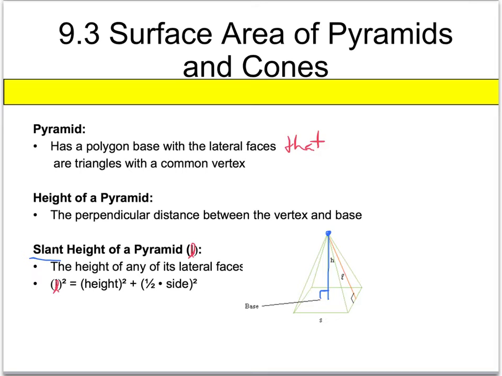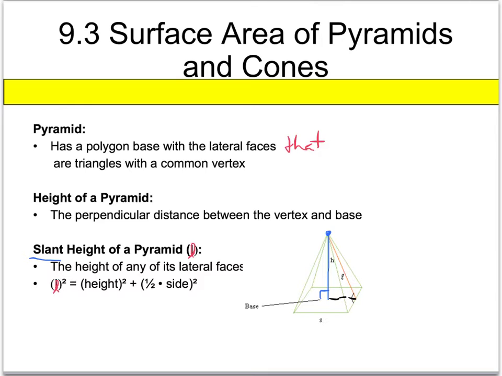Okay, in order for us to find your slant height, it's going to be L squared is equal to the height squared plus half times the side squared. So if you look at this triangle down here, you're going to take half of the side. That's going to be that black dotted line there. Square that plus the height squared is equal to your slant height squared.